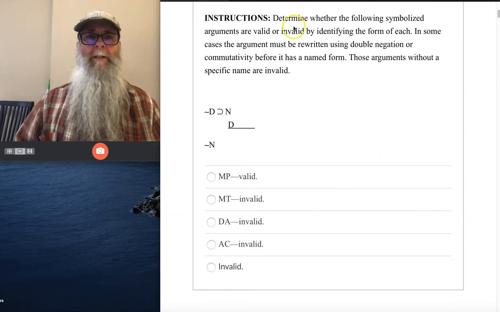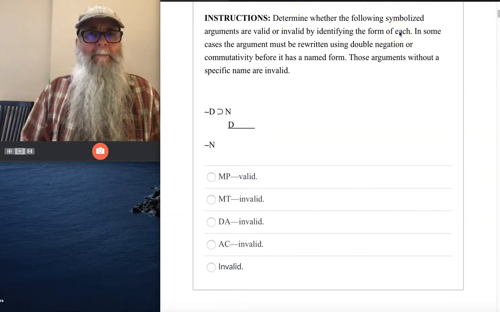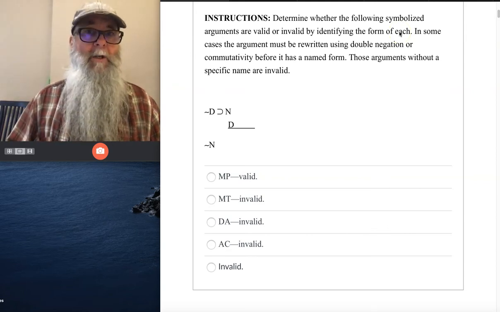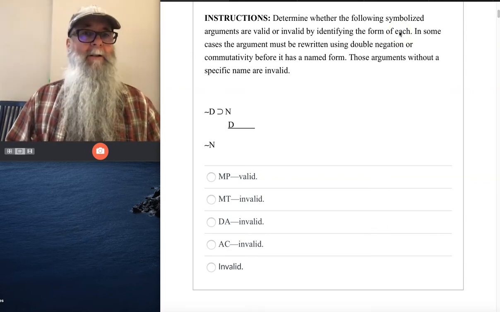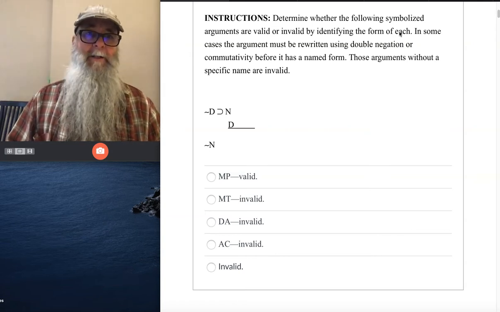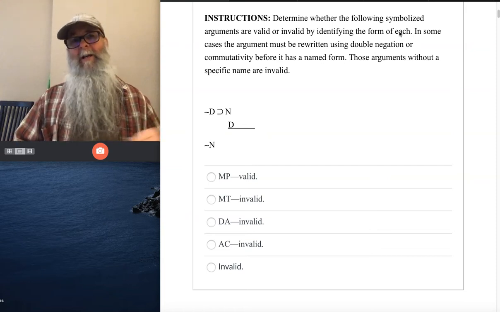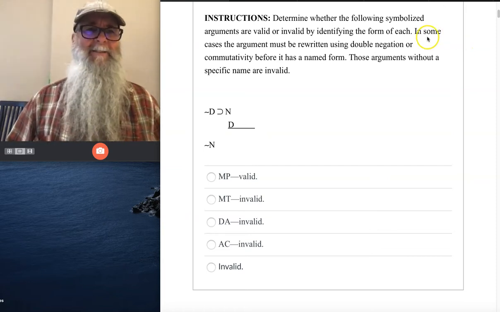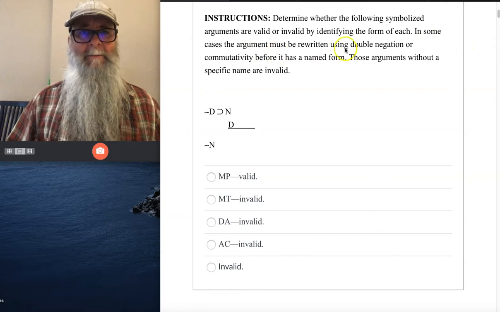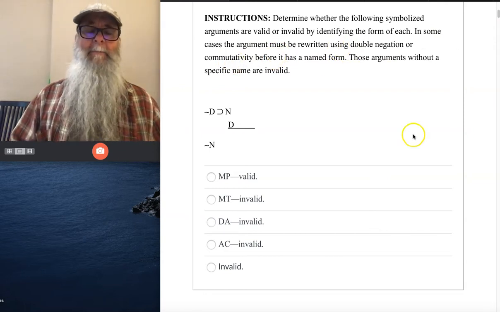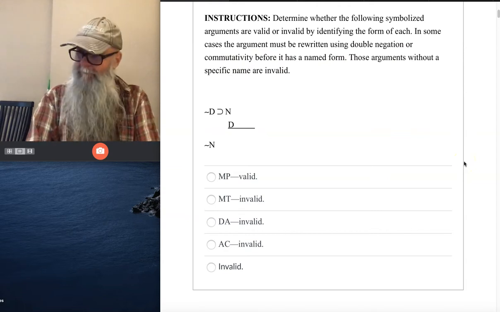All right, so question number 1 says this: determine whether the following symbolized arguments are valid or invalid by identifying the form. In some cases, the argument must be rewritten using double negation or commutativity before it has a named form. Those arguments without a specific name are invalid. Okay, so that second sentence there is a little clunky and confusing. In some cases, the argument must be rewritten using double negation or commutativity before it has a named form. Okay, so this is what that means.